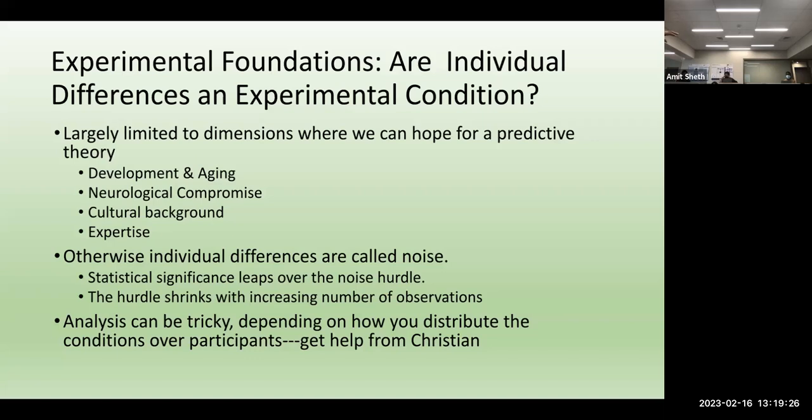We'll look at the effect of your age group versus my age group on things like short-term memory capacity and episodic memory. We tend to look at development and aging as a theoretically informative contrast in individual differences. We will look at neurological compromise. We will look at cultural background. And we will look at expertise, and expertise is the one that I happen to look at.